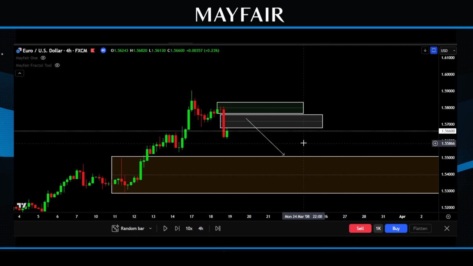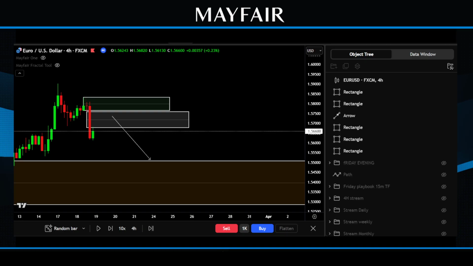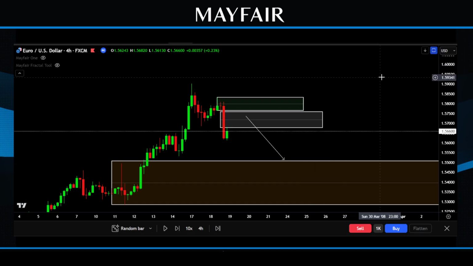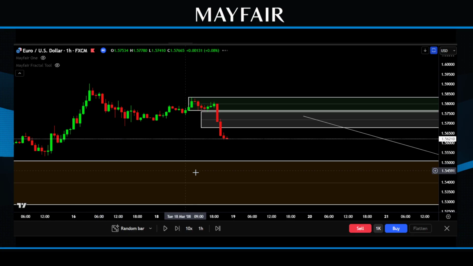So what I'm looking for right now is a general idea. Now, what I could do is, again, a similar thing with the object tree. I could put these into one particular group, and then put the second lot into the second group, and I can turn them on and off as I want. Okay, so what I'm going to do then is just come back to, say, a 1 hour time frame.